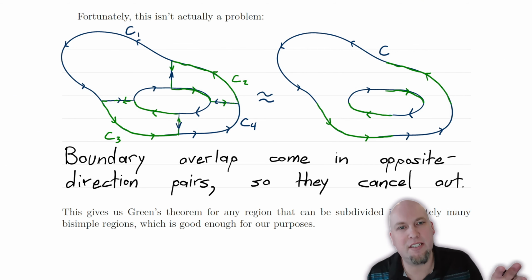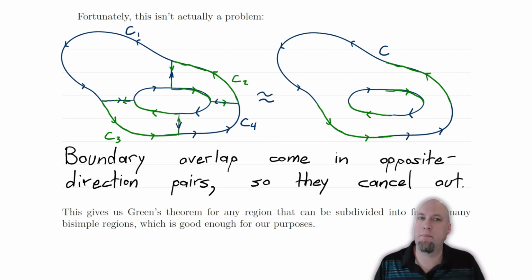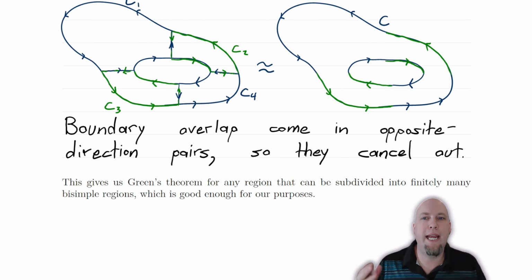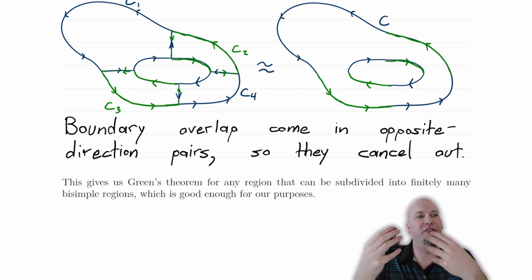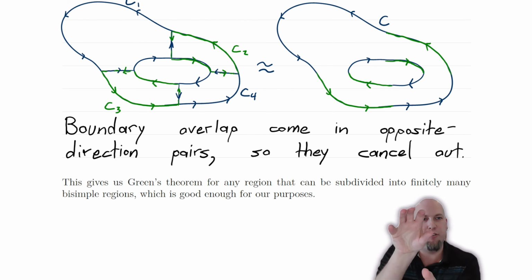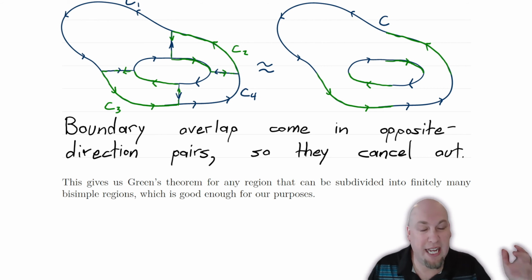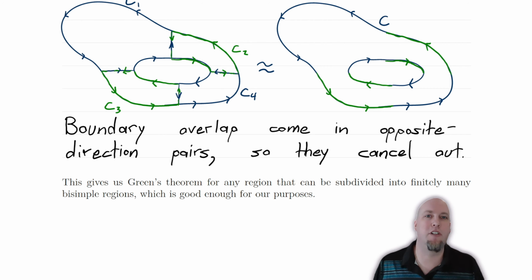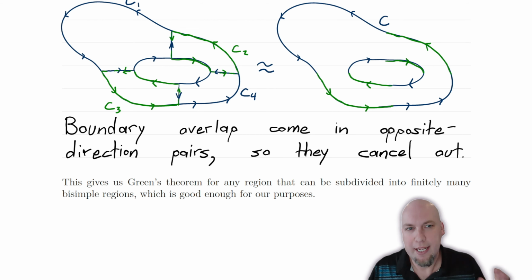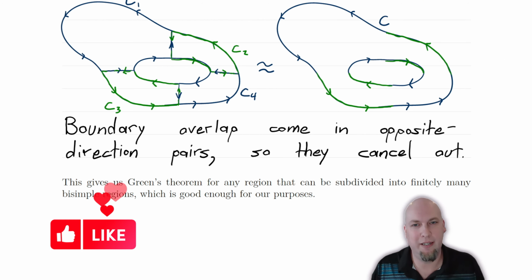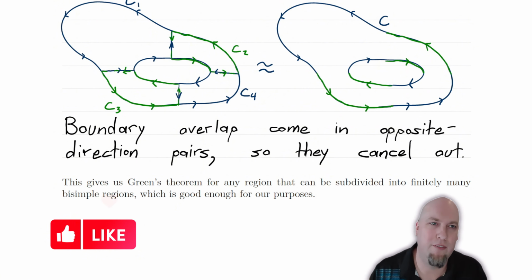And this gives us Green's theorem now, not just for bisimple regions, but for any region that can be broken down into finitely many bisimple regions where only two of those subregions overlap at a time. Okay, and we're going to leave it there. That's good enough for us. Every region that we're going to encounter in this course can be broken down in that way. So we're convinced that Green's theorem works for the types of regions that we're going to consider, at least.